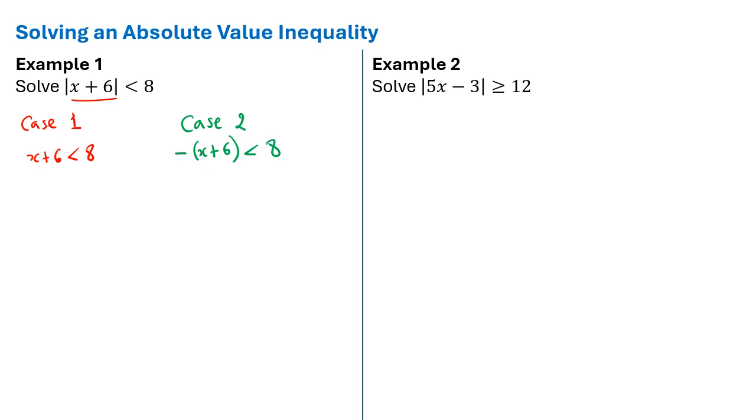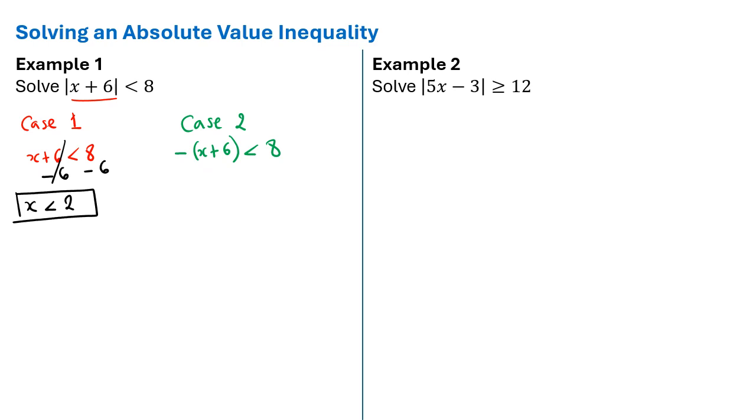So from case 1, I can easily solve by subtracting 6 from both sides. So let's do that. I'm going to subtract 6 from here and subtract 6 from the other side. So I'm going to cross this out and I'm having x is less than 2. This will be the first solution set. And you're going to go to the green one and solve.